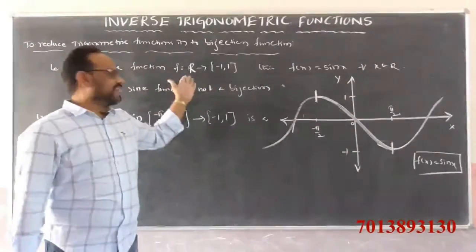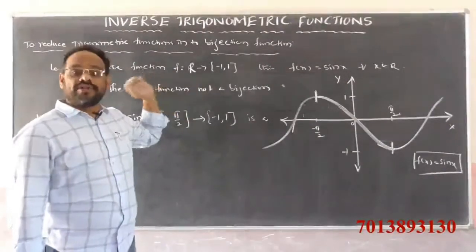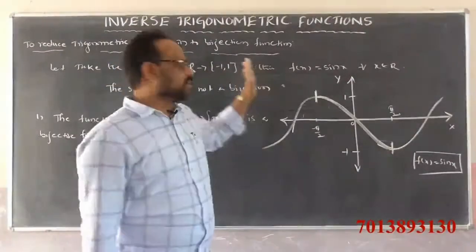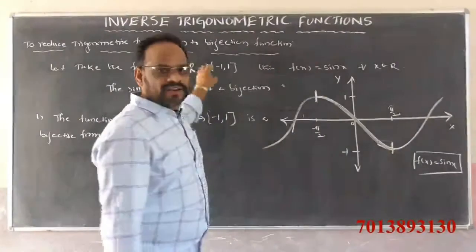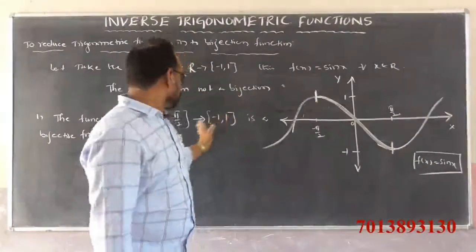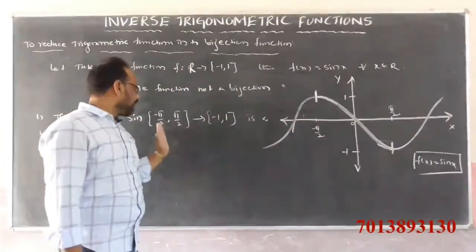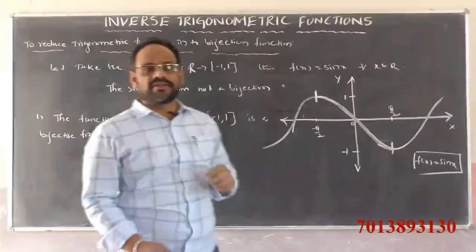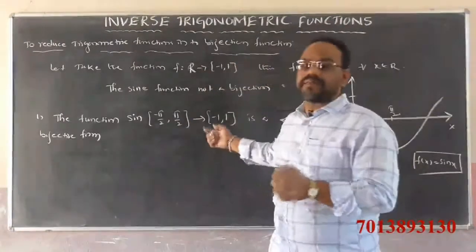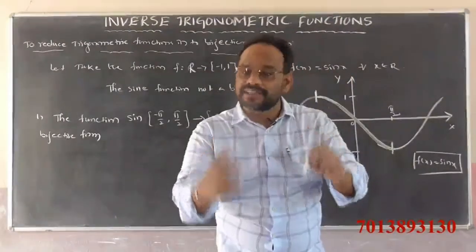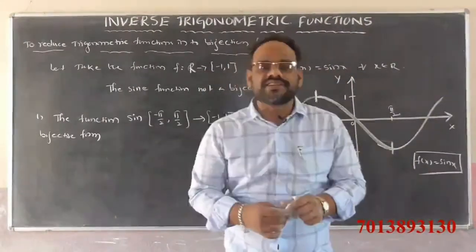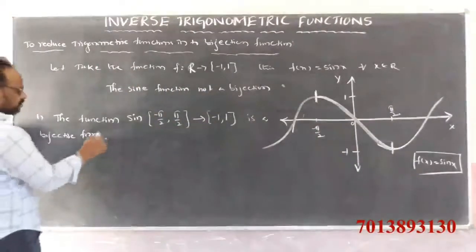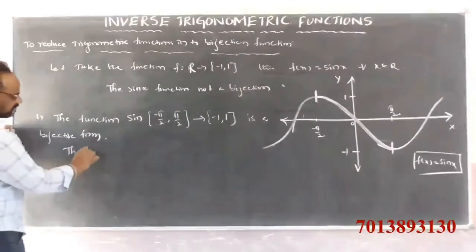Generally, the sine function's domain is R, that is all the real numbers, and the codomain is -1 to +1. So if you restrict or reduce the domain to -π/2 to +π/2, mapping to the closed interval -1 to +1, then only the sine function is a bijective function. That is, in the bijective form, the inverse of the function exists.